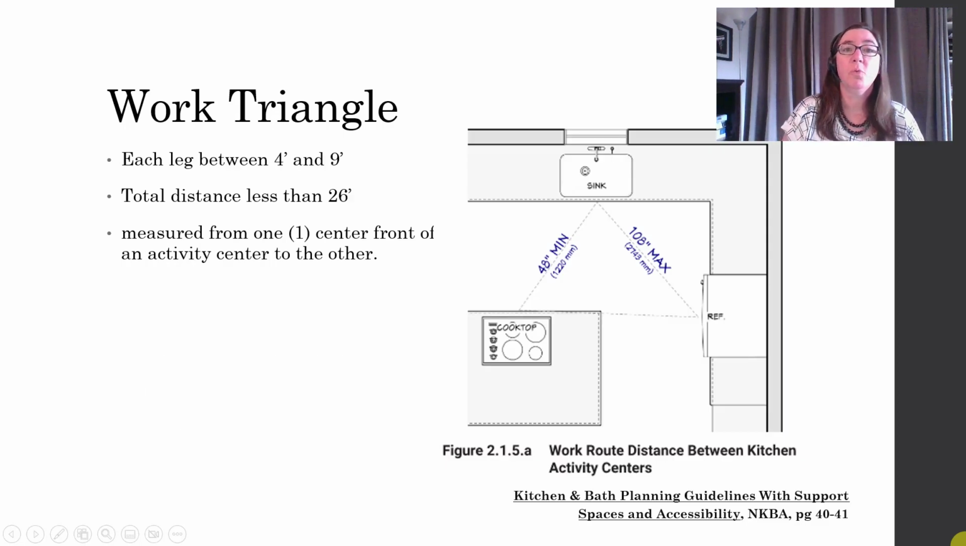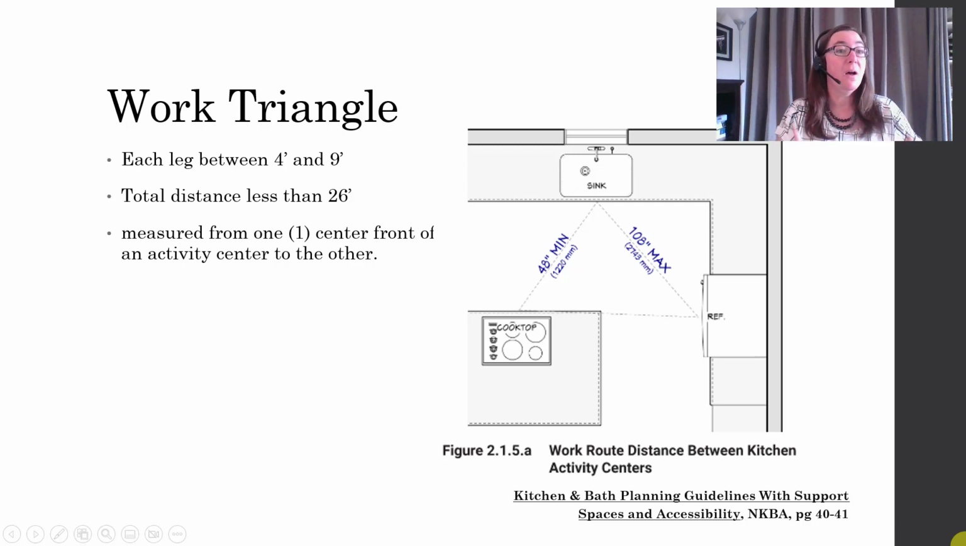There's a couple of basic rules to form your work triangle. The first one is that each leg of the triangle, each work route, should be between 4 feet and 9 feet long. You want it no smaller than 4 feet, or 48 inches, because your kitchen gets too tight. And you want it no longer than 9 feet or 108 inches, because then your user is taking unnecessary steps and it becomes inefficient.